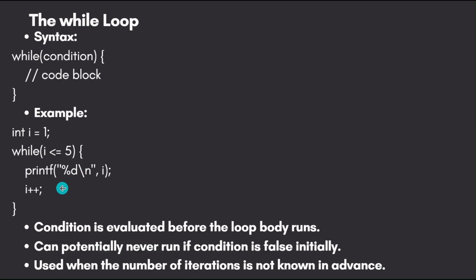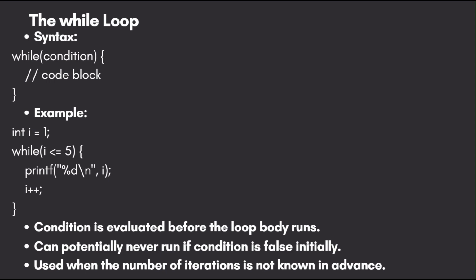And the print statement, this line prints the current value of i followed by a new line character \n, which moves the cursor to the new line, and i++. This line increments the value of i by 1 after each loop iteration. By this it will give the output of 1 to 5.